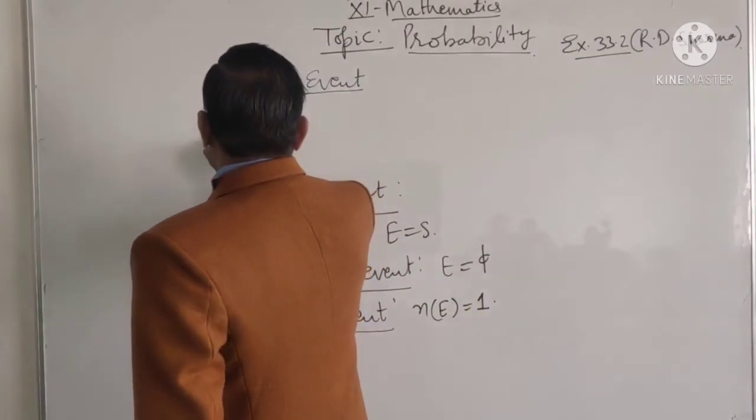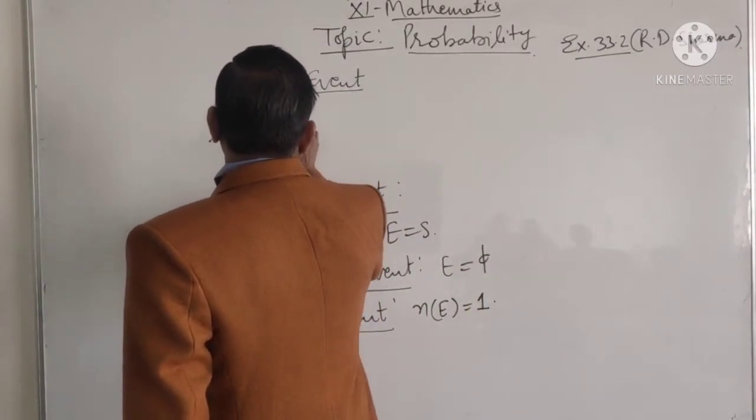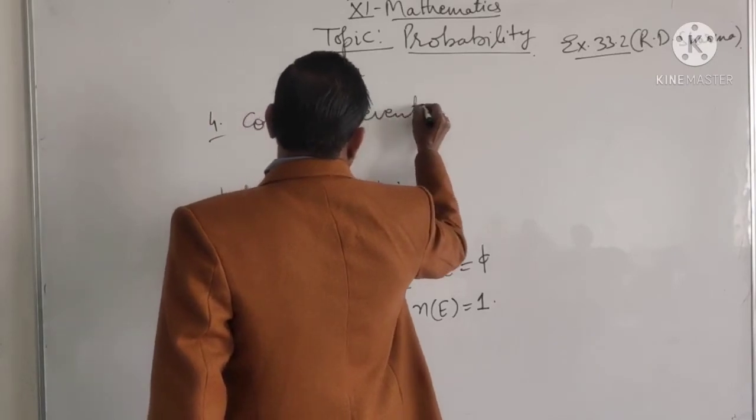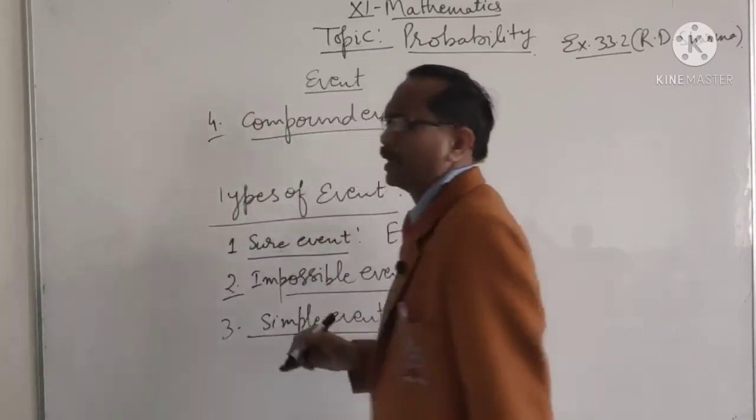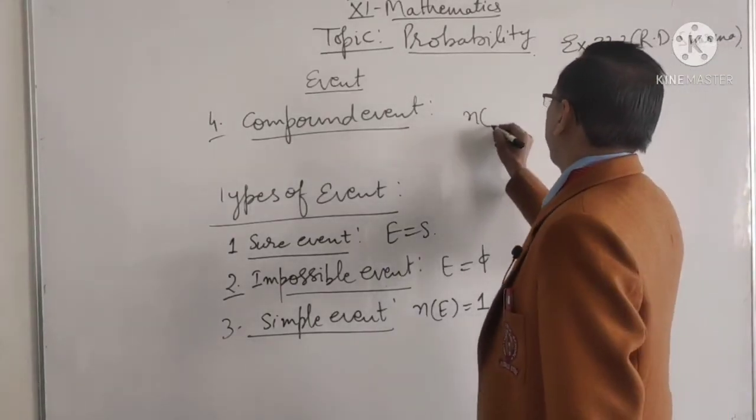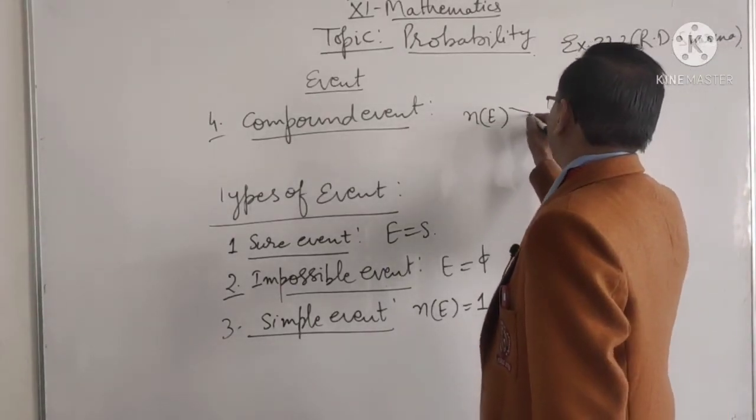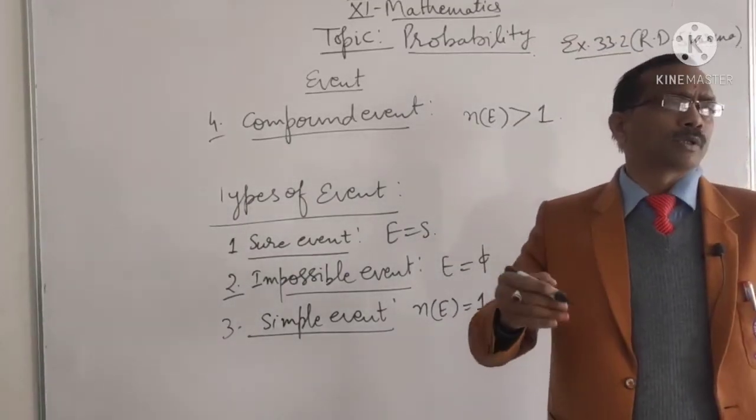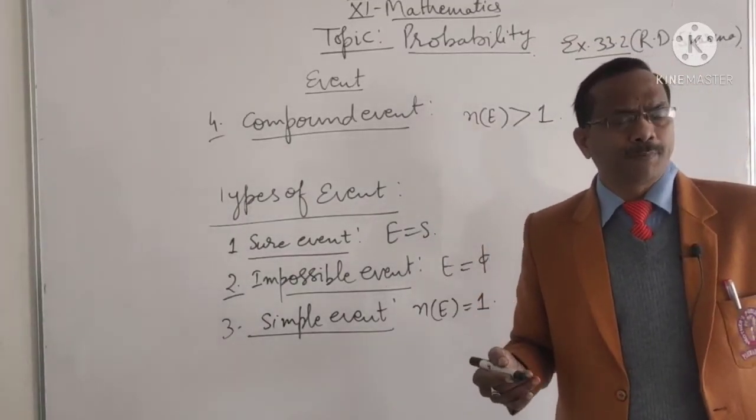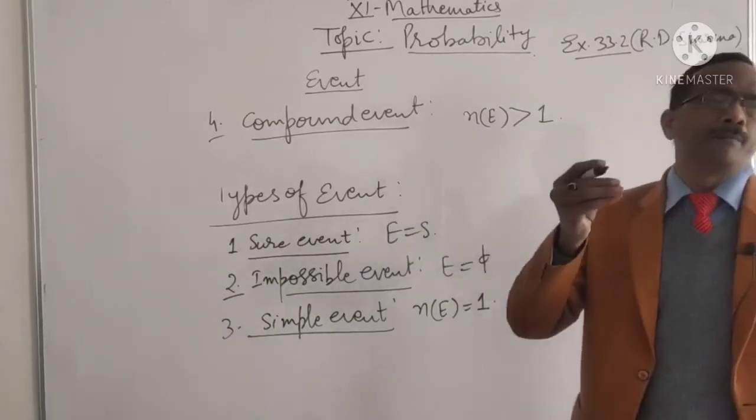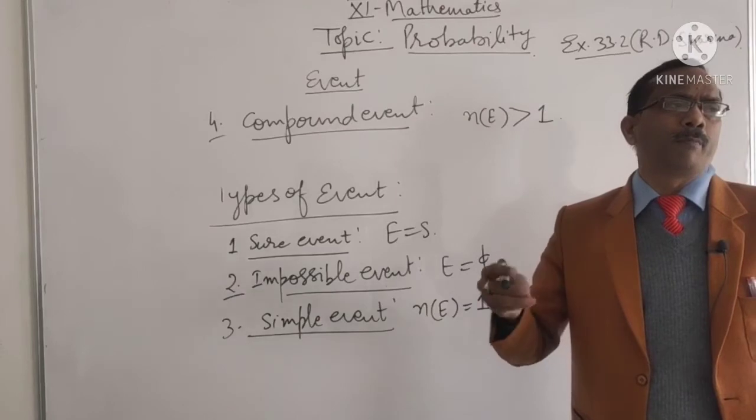Then fourth is compound event. Compound event, number of elements more than one. Here n is greater than 1. An event can have more than one sample point. The elements of the event are said to be sample points. Okay.